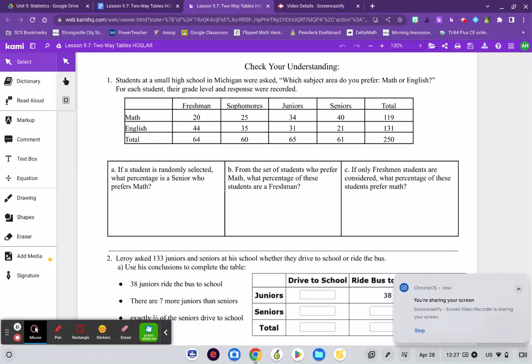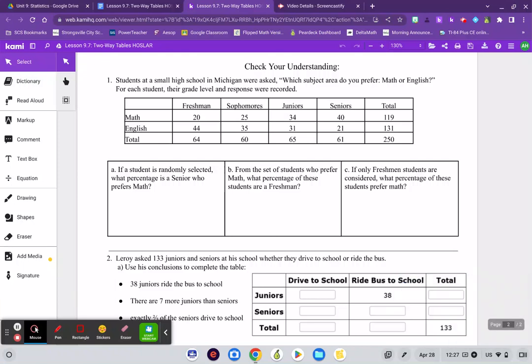Okay, so I'm back. I am going to work through this check your understanding for lesson 9-7, just because there are a couple of things that we have added on here that you might want some confirmation on as you're working through this. So problem 1 says, students at a small high school in Michigan were asked, which subject area do you prefer, math or English? For each student, their grade level and response were recorded.